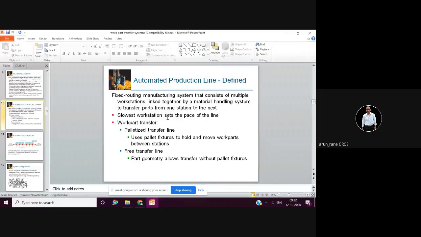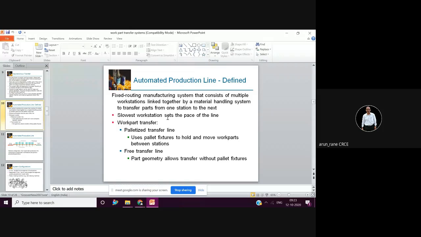Understand? The slowest workstation is where the type of work being carried out may be difficult, or lengthy, or require some skill, because all the work may not take the same time. So accordingly you have to design it, and provide the resources in terms of people and tools, and see that the line is balanced. Line is balanced means there is not much difference between the timings of different workstations.